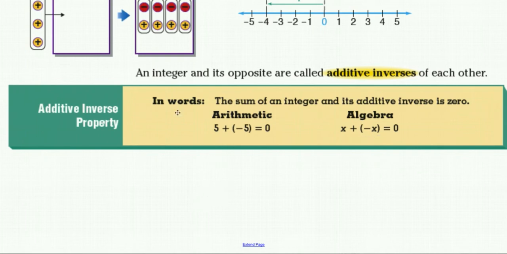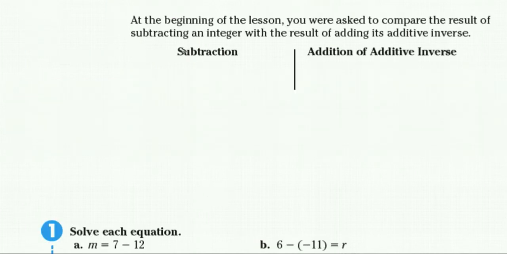At the beginning of the lesson, you were asked to compare the result of subtracting an integer with the result of adding its additive inverse. So you were given this: negative 3 minus negative 2 equals negative 1. When you do this using the additive inverse, it becomes negative 3 plus 2 equals negative 1. You're basically getting the additive inverse of negative 2 and adding it to negative 3, which gives you negative 1. Take a look at another example.